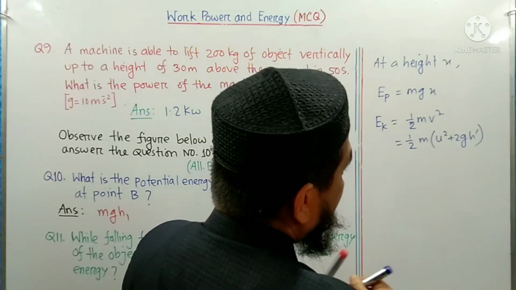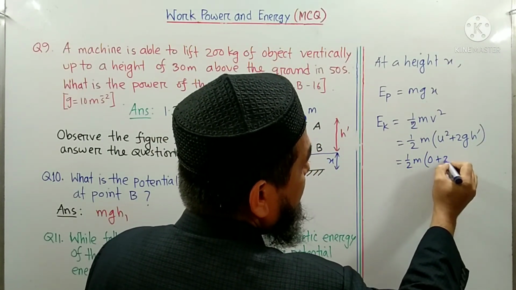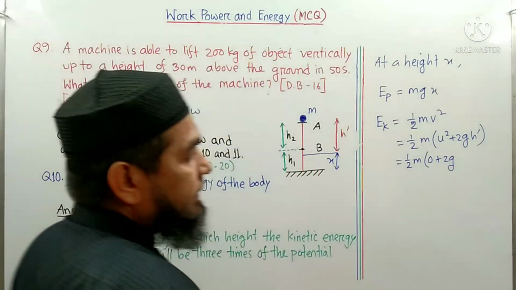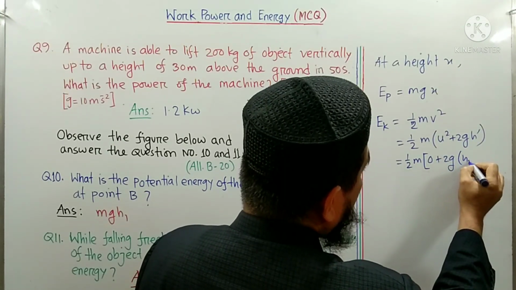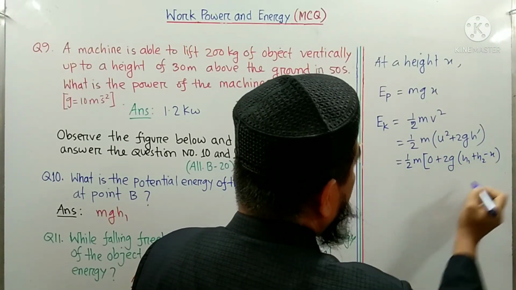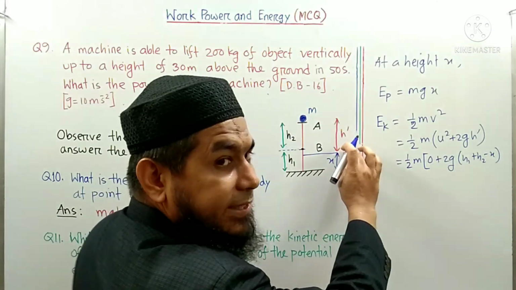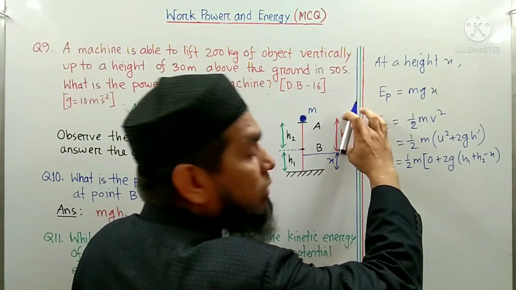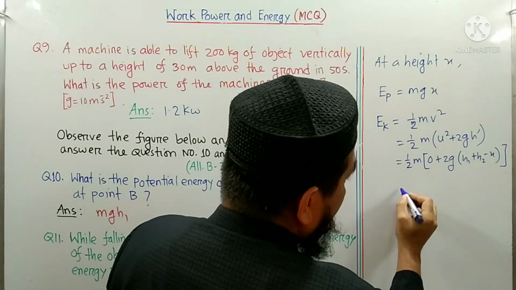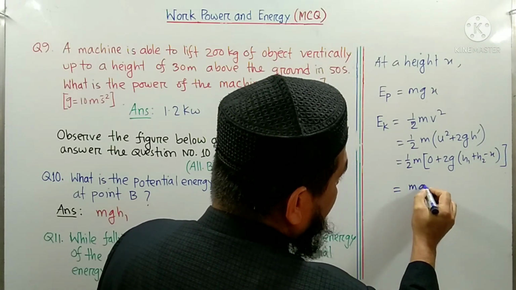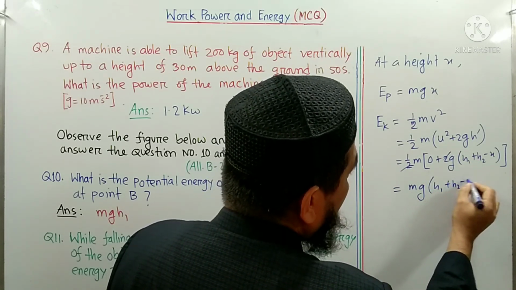So we can write half mu is equal to 0 to g. H prime can be written h1 plus h2 minus x. Dear students, total height is h1 plus h2 and this height is x. So this will be h1 plus h2 minus x. So we can write here mg, 2 and 2 cancel, so mg(h1 plus h2 minus x).